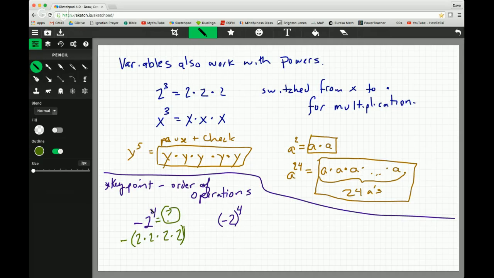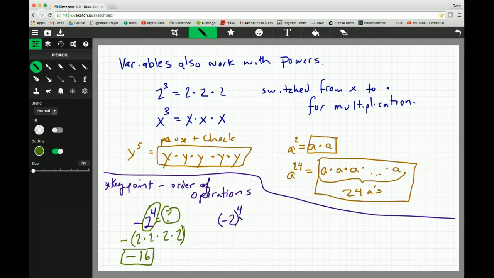The 4 and the 2 bind tightly. You can draw this little box, this little circle like this. And so our answer is going to be -16. And this is just the rules. This is just a rule that says what you do first. This is an arbitrary rule. Mathematicians just decided to make it this way.